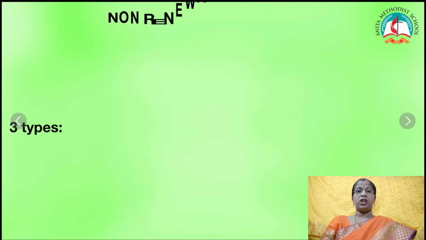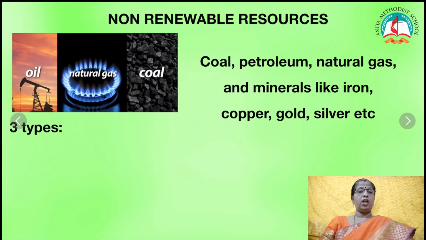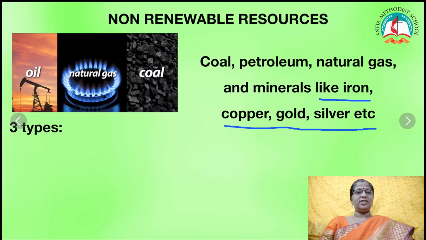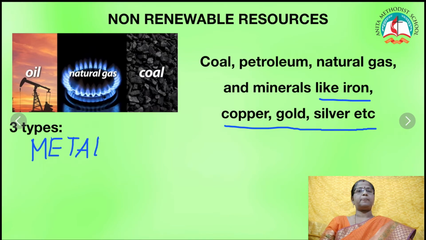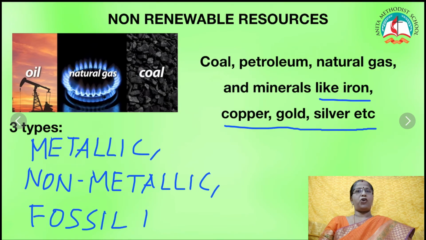The next resource which we are going to learn is non-renewable resources. What are non-renewable resources? The resource that are consumed and cannot be replaced is called as non-renewable resources. Example of this is coal, petroleum, natural gas, and minerals like iron, copper, gold, silver, etc. Non-renewable resources are divided into three types. They are metallic resources, non-metallic resources, and fossil fuels.